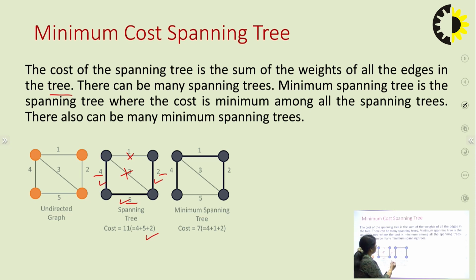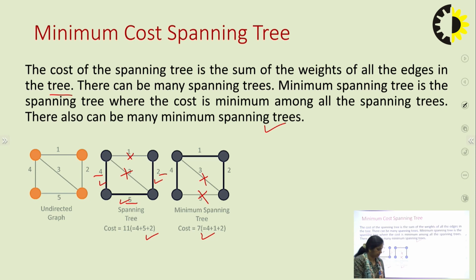If I consider this other one, in this we have dropped this edge and this edge. So we get 4, 1 and 2, that is 7. If we consider the 7 one, that is more cost effective. So that is our requirement. The minimum spanning tree is the spanning tree whose cost is minimum among all the spanning trees. And it could also be the case that we have more than one minimum spanning tree. So now our problem is to find the minimum spanning tree.